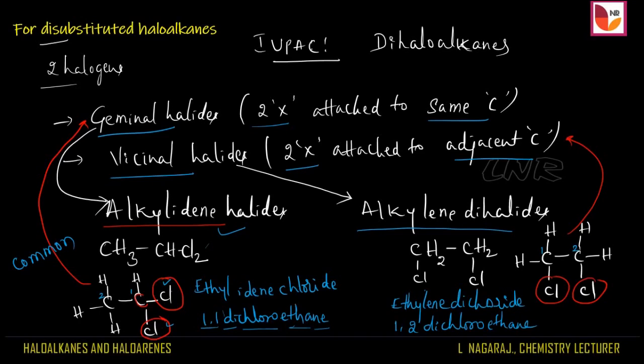And in the case of vicinal dihalides, the halogen atoms are attached to adjacent carbon atoms, hence the position of the halogen atoms is 1,2, and the number of halogen atoms is represented as di, and the halogen is chloro, and the two carbon atoms are represented as eth, and between the carbon atoms it contains single bonds, so its suffix is ane. That is geminal halides and vicinal halides.